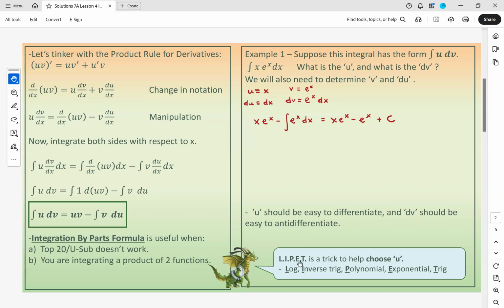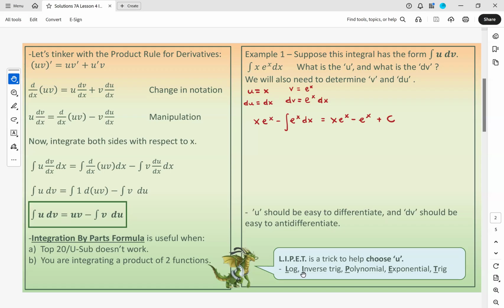Beyond that, actually the most helpful thing is this little memory device, LIPET, which is helping you remember a hierarchy of helpful choices. It starts with L, standing for log, meaning if you have a log as one of the components of your product, that's usually the best choice for you. And that could be base 10, it could be natural log, it could be any base of log.